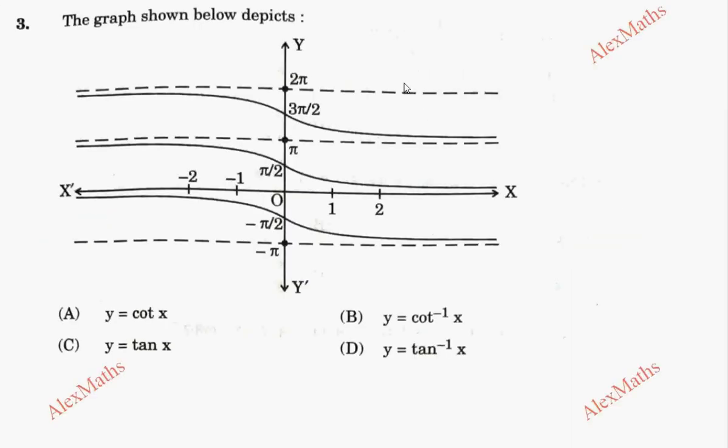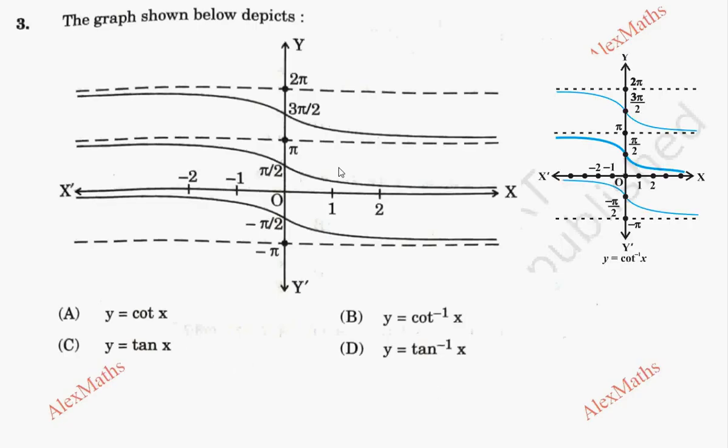Next, question number 3, they have given a graph and they are asking the graph shown below depicts. So in the options we have cot, then cot inverse x, then tan inverse x. I have shown the graph given from the textbook. So it is a cot inverse graph which is present in question number 3. So we can check from the diagram given in the NCERT. Y is cot inverse x and we have a graph, and this is present in question number 3, so we choose option B.